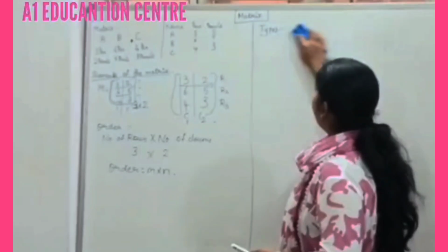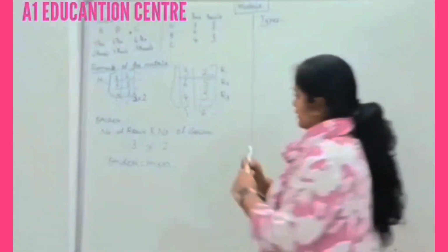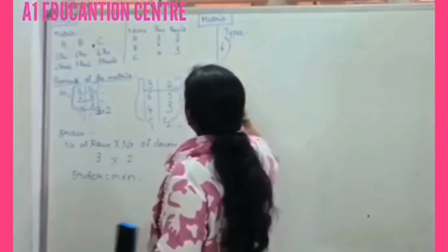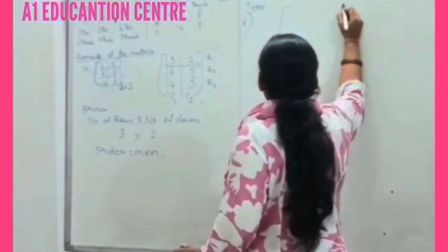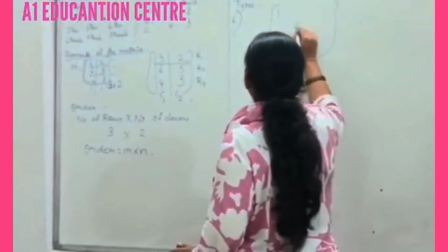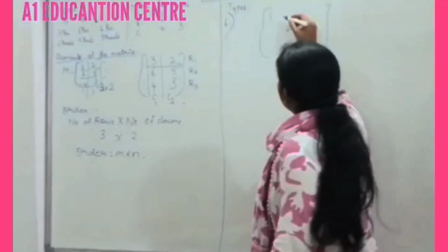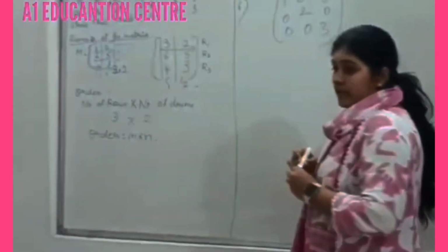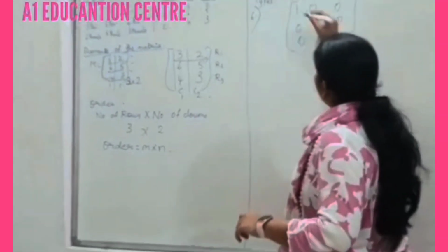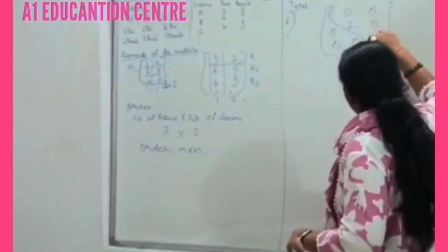Next is going to be a diagonal matrix. In a diagonal matrix, what they are telling you is that the numbers will be in a diagonal form. 1, 2 and 3, and the others will normally be 0, 0, 0 and 0. Now in a diagonal matrix, this is going to be the principal diagonal.